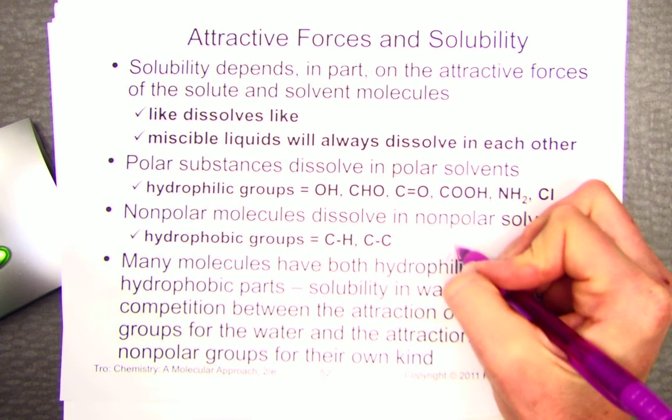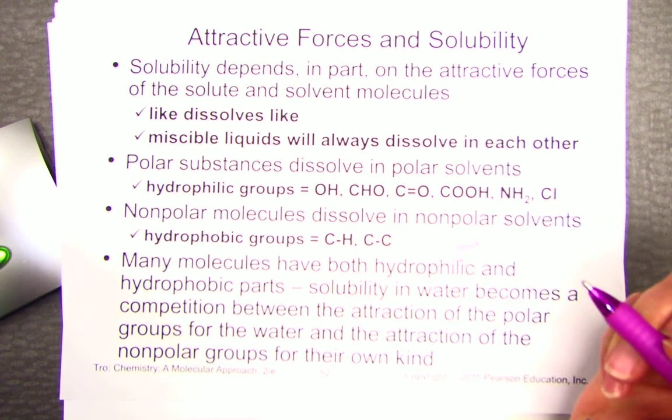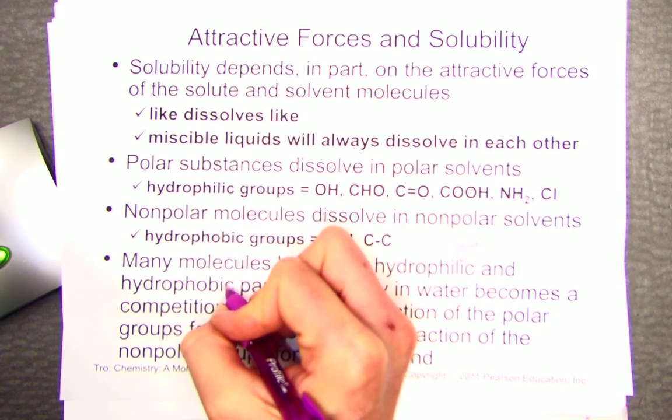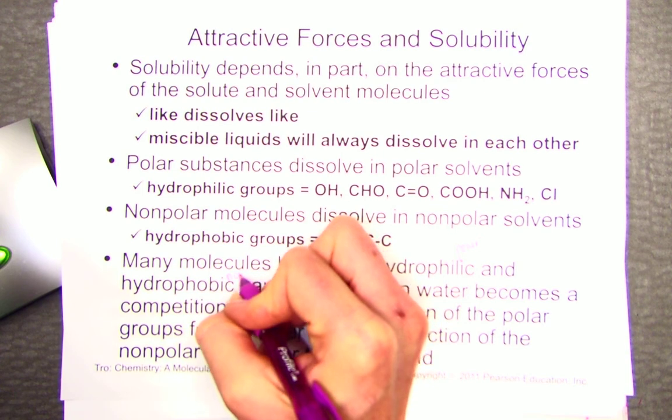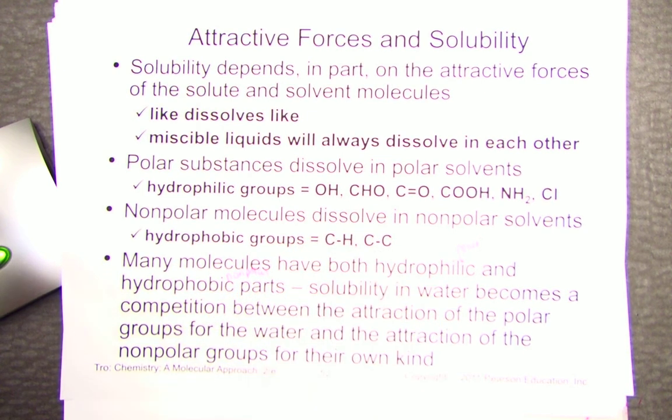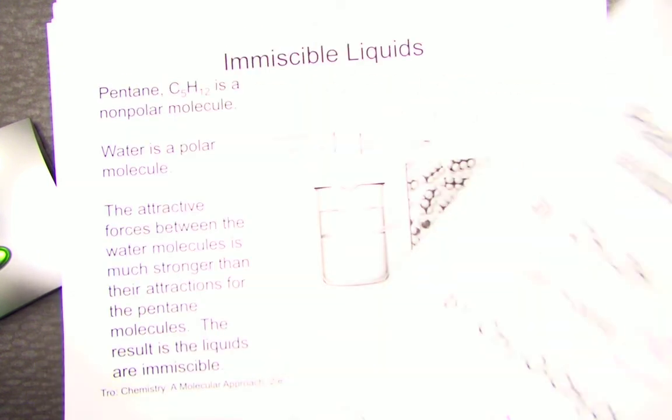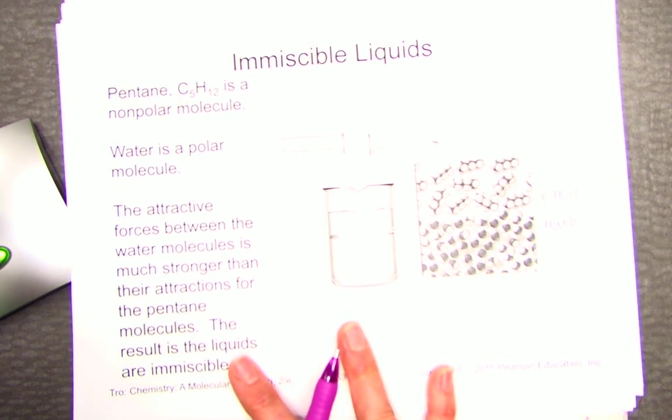Hydrophilic would mean water-loving, polar. Hydrophobic would mean water-hating, and that would be a nonpolar end of the molecule. So solubility in water becomes a competition between the attraction of the polar groups for the water and the attraction of the nonpolar groups for their own kind. And we'll see that happen in long chains of hydrocarbons.